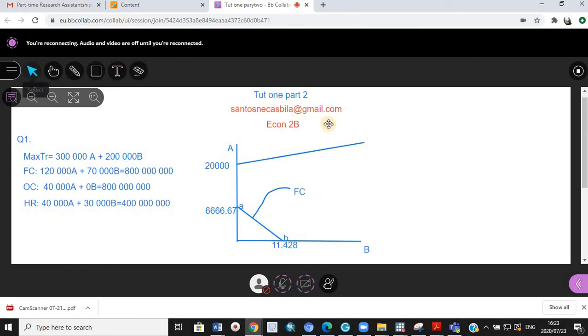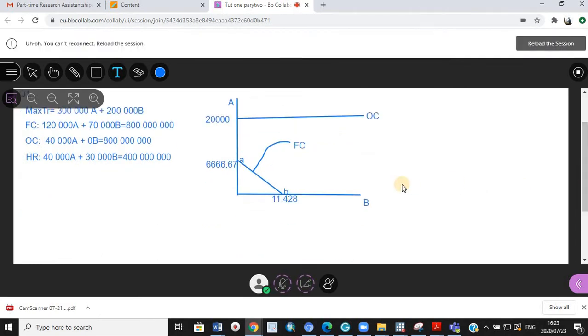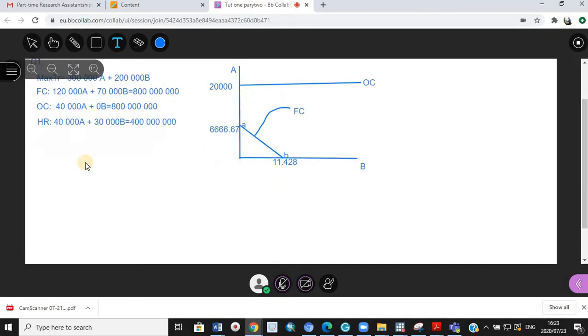Okay, guys, if due to the internet the system just kicks me out, I'm going to restart from here. All right, so this is the operating cost. Awesome. Okay, let's go to the last one, HR.